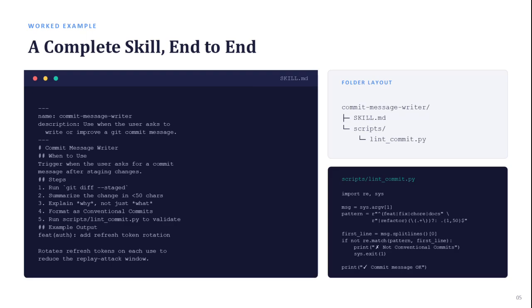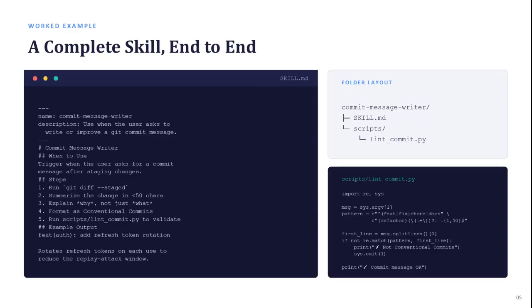For a complete skill, here I have written an example. I have given the name commit message writer, then I describe it: use when the user asks to write or improve a git commit message. So I have described my task and given it a name, and then when to commit the message. So, when to use: trigger when the user asks for the commit message after staging a commit.